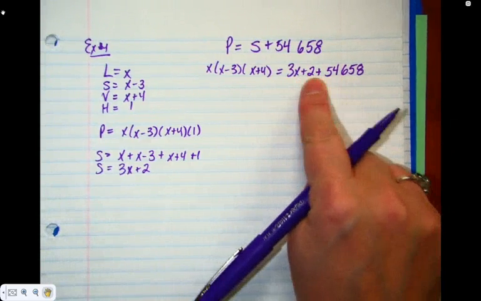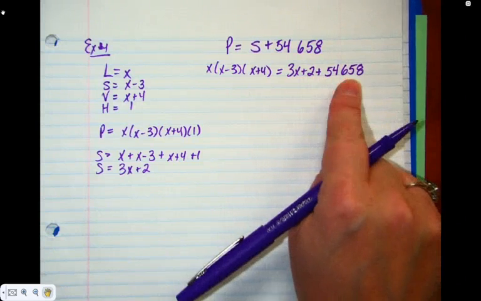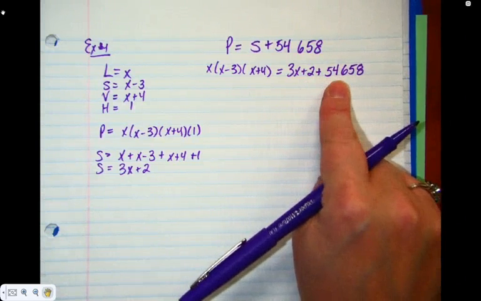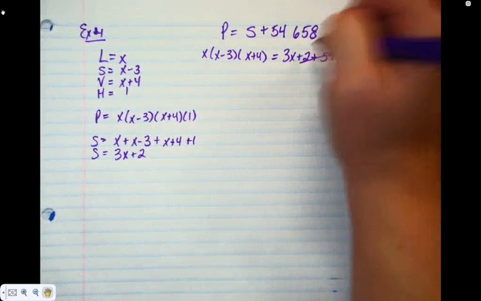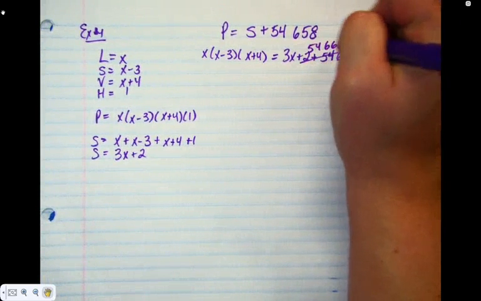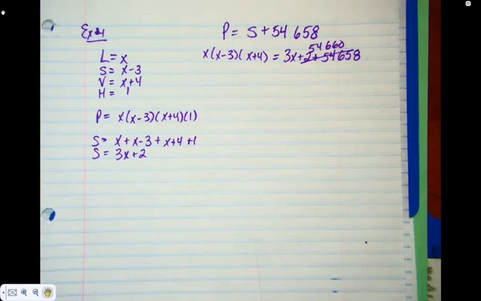You don't need to simplify this. It really hurts my brain that we don't, so I'm going to, because I can't leave it, but you don't need to. But it's going to be 54,660. I just can't leave the 2 and the other number there. Just want to pause there.